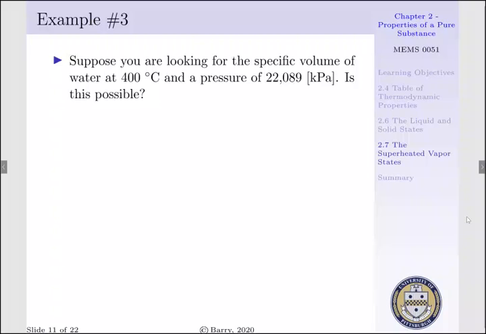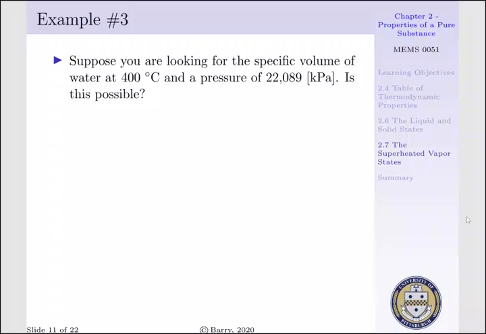Suppose we are looking for a specific volume of water at 400 degrees centigrade and a pressure of 22,089 kPa. Is this possible? If we go to table B.1.1 and go down our temperature entries all the way to 374.1 degrees centigrade, on page 778, we see we reached our critical temperature with a corresponding critical pressure of 22,089 kPa. We may say that we are in a supercritical fluid region.